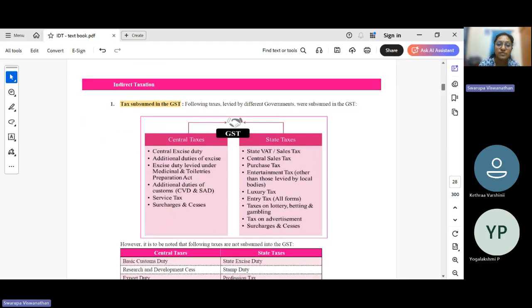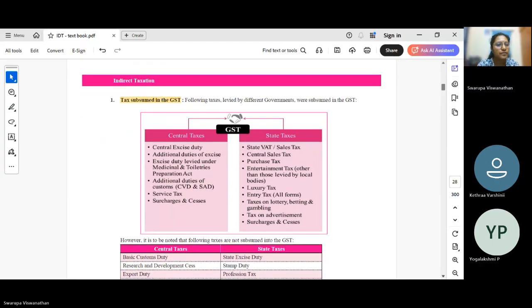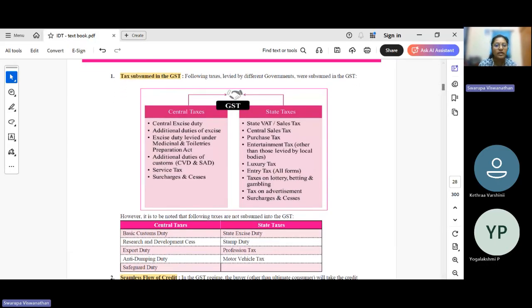Which are the taxes that were subsumed under GST? Excise duty, additional duty of excise, duty levied on medicinal and toilet preparations, additional duties of customs, service tax, and surcharge and cess. All these were subsumed. With respect to state, VAT, CST, purchase tax, entertainment tax, luxury tax, entry tax, tax on lottery, betting, gambling, tax on advertisements, surcharge and cess. Again, a very important question from an MCQ point of view, a very important part to be covered.